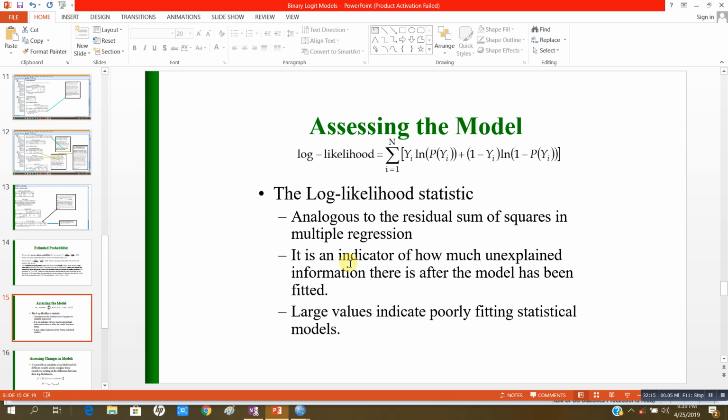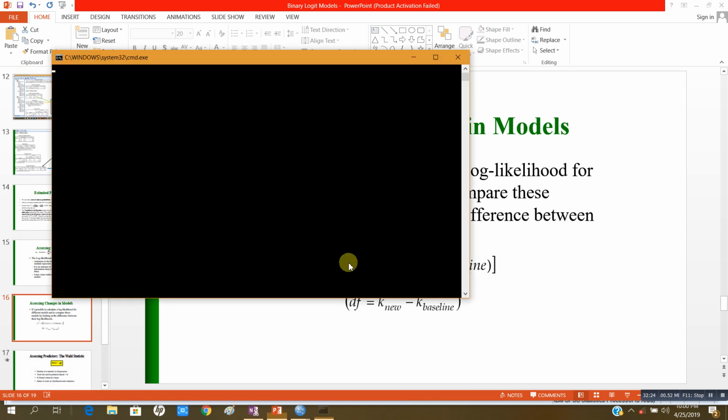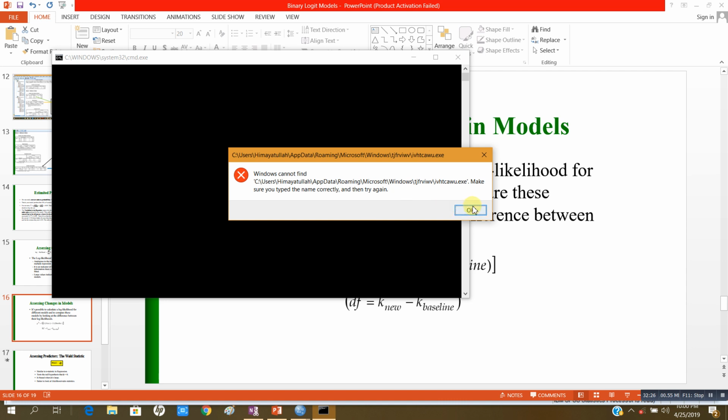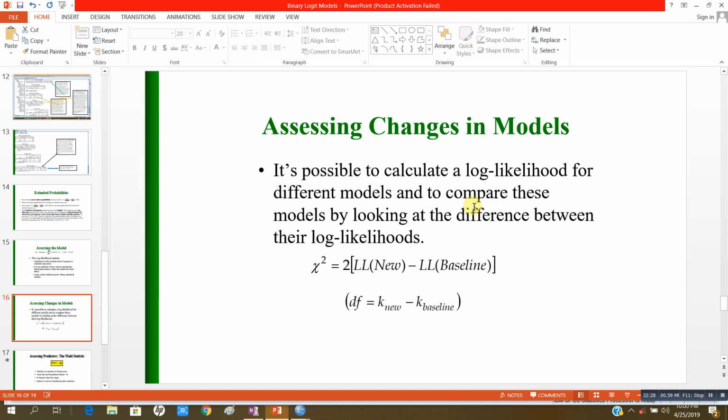The binary logistic regression model also uses the chi-square, and it is possible to calculate log likelihood for different models and to compare these models by looking at the difference between their log likelihoods. That is, chi-square is equal to 2 times the log likelihood of the new estimate minus the log likelihood of the baseline, and the degrees of freedom are those of the new model minus those of the baseline.